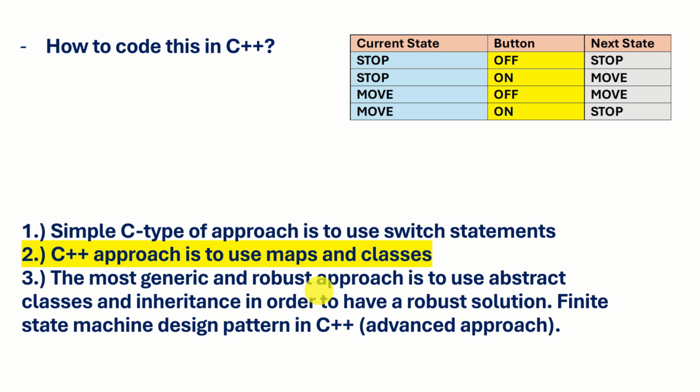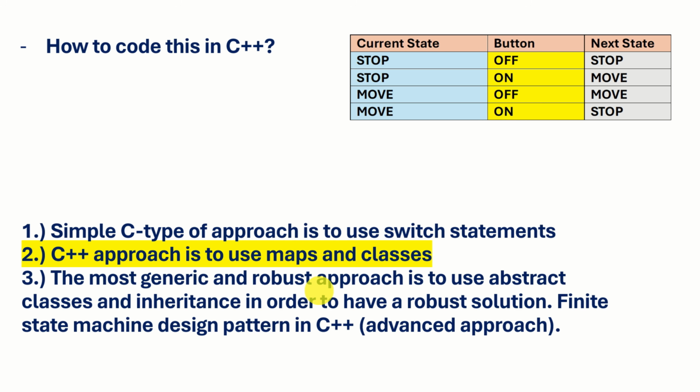The next important problem is how to code this in C++. And there are several approaches for doing that. The first is a simple C type of approach, and this approach relies upon switch statements. The second approach that we will cover in this video tutorial uses the C++ standard template library class called map, one of the template classes which can be used to model tables.